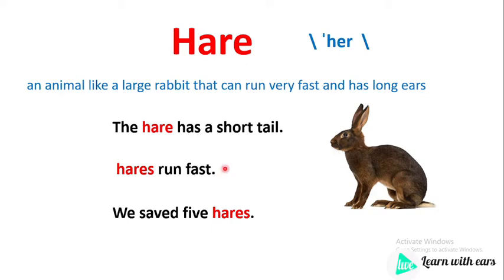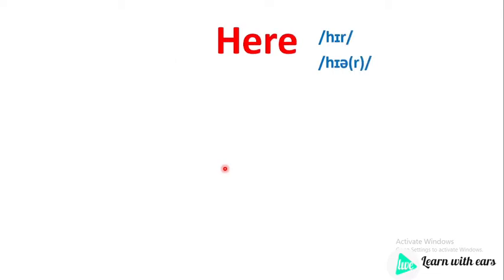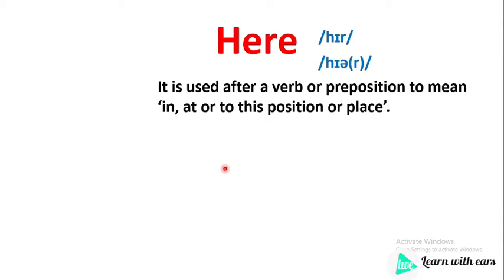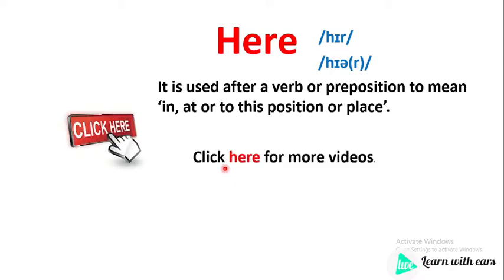Now let's look at the next word. Here. We can also pronounce it without the R. Okay, or here. It is used after a verb or preposition to mean in, at, or to this position or place. Okay? For example, click here for more videos.